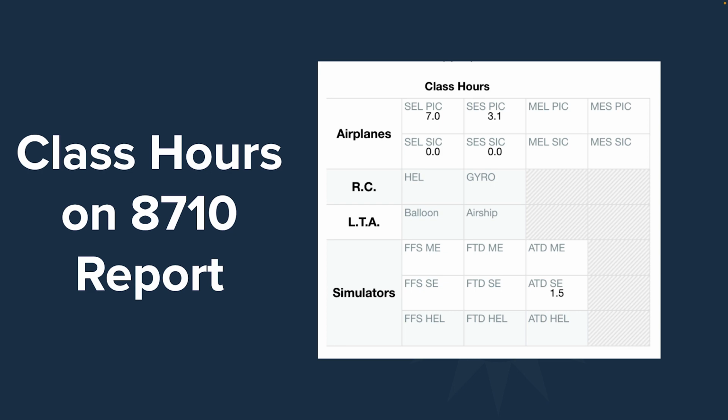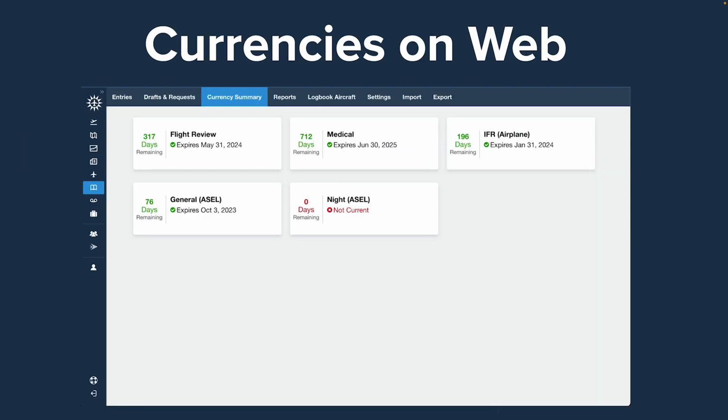And then one last thing that is available on web, under the 8710 report, we added the breakdown of the class hours. So that is also not in mobile yet, but coming soon. One thing that is in mobile is the currencies, as we just went through all of that, but it wasn't available on web before. So we've added a currency summary tab where you can now track those on your computer as well.